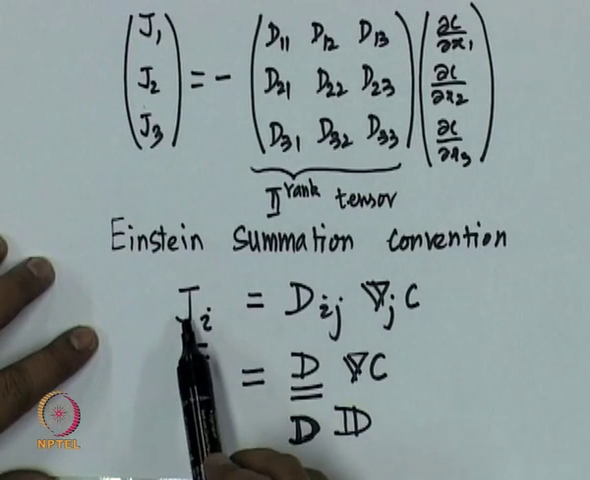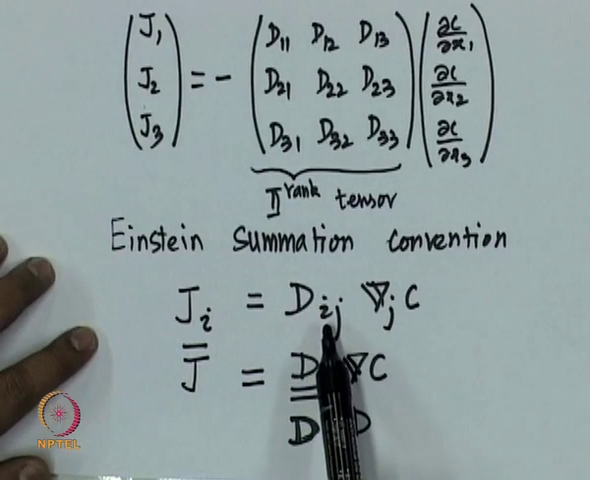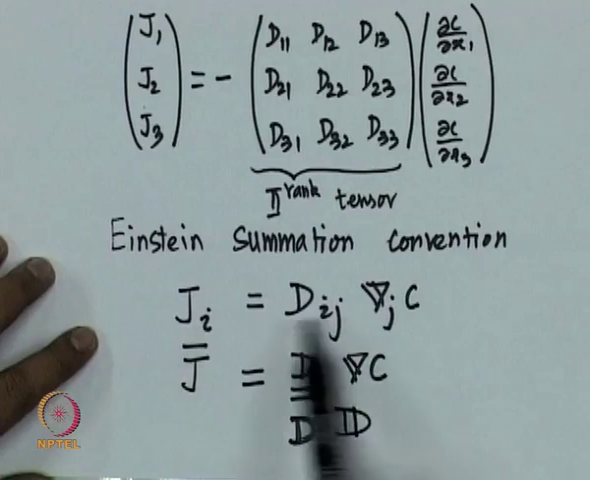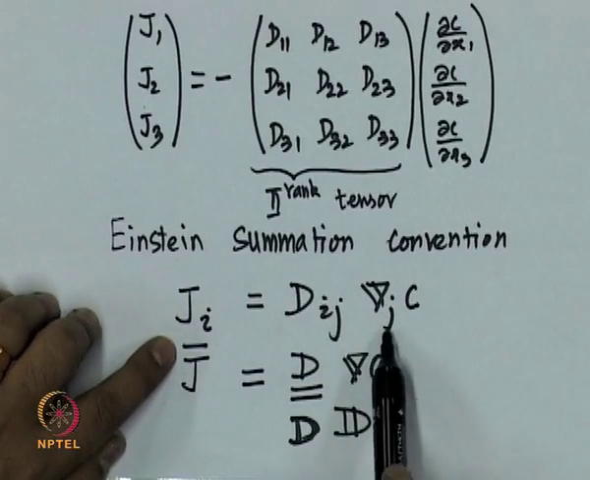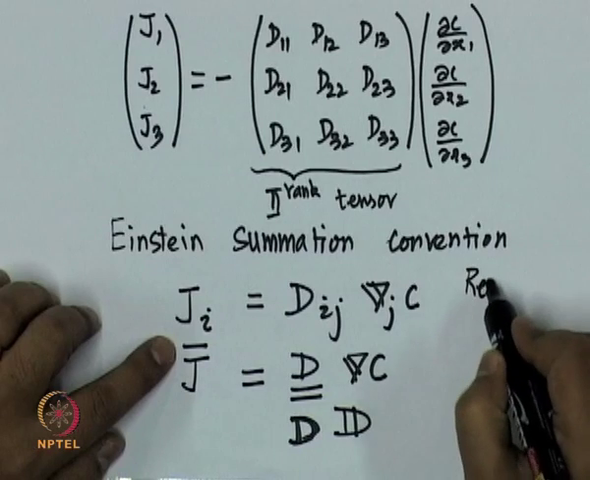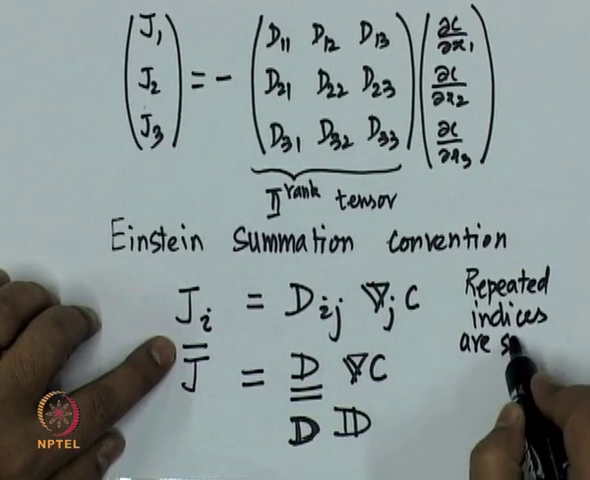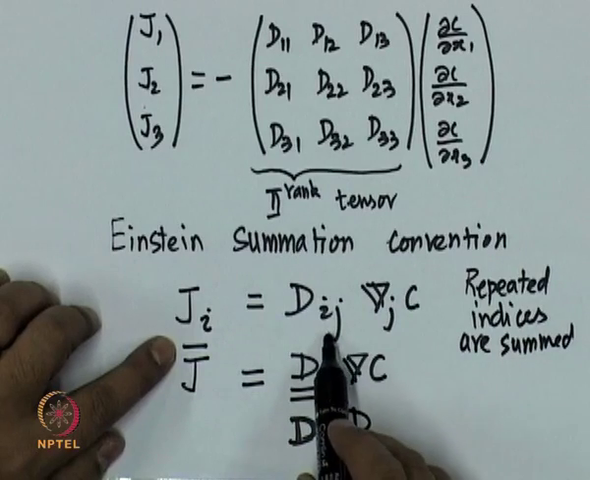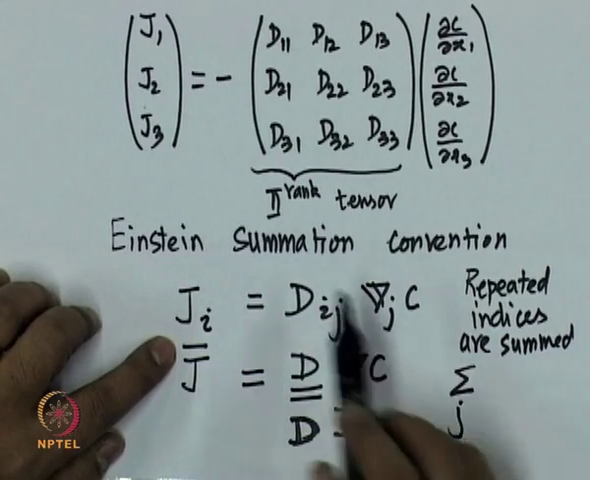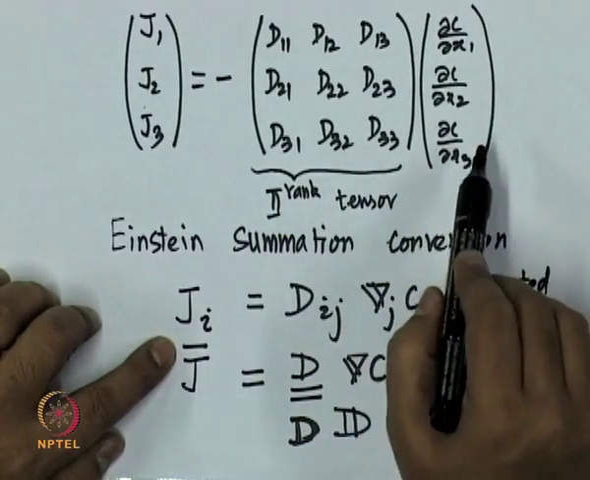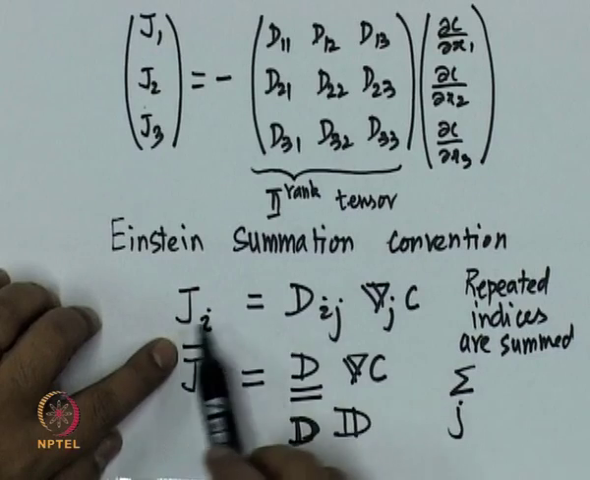In any case, vectors are quantities with one index, second rank tensors are quantities with 2 indices, and so on and so forth. Now, what does the Einstein summation convention mean? Einstein summation convention says that the repeated indices are summed. That is, when you have j repeated in a term, that means there is a summation over j going on here, right? Because when you write this out, you will see 3 terms summed up, okay, that we are not writing. And the free indices on both sides should match.